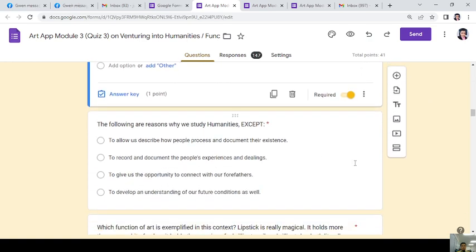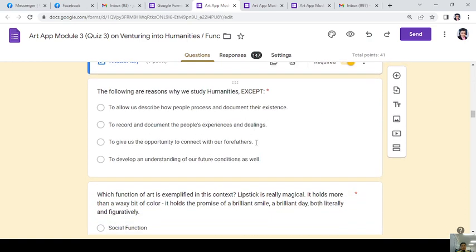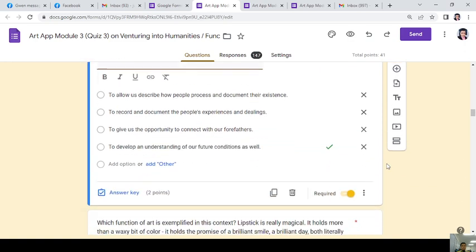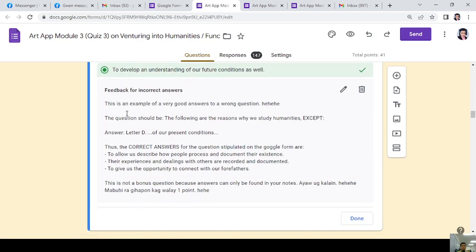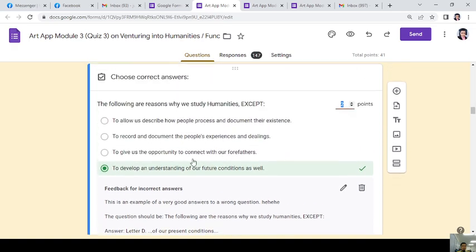The following are reasons why we study humanities except to develop an understanding of our future conditions as well. So, this is an example of a very good answer to a wrong question, because what we're looking for is the exact one. So it's letter D, of our present condition. Okay, not our future condition but present condition as well.